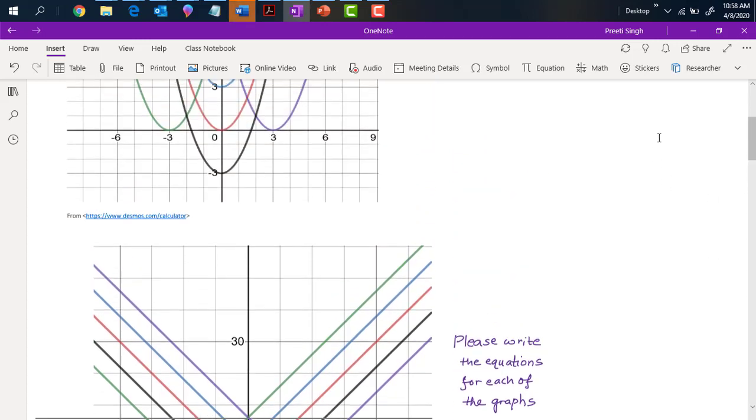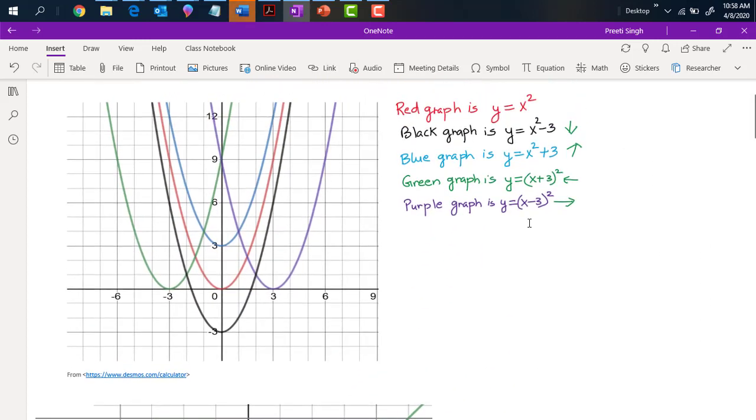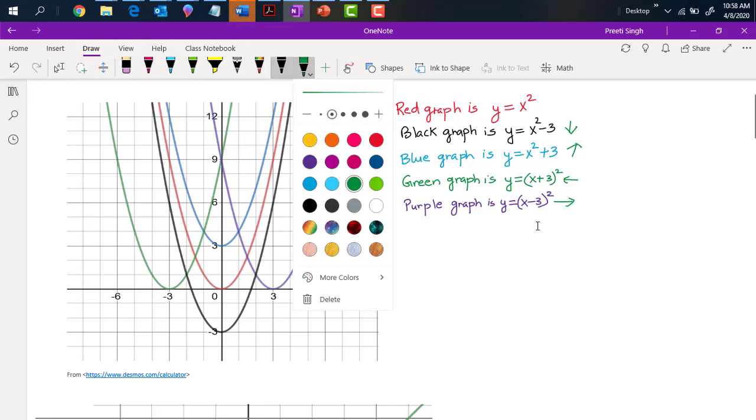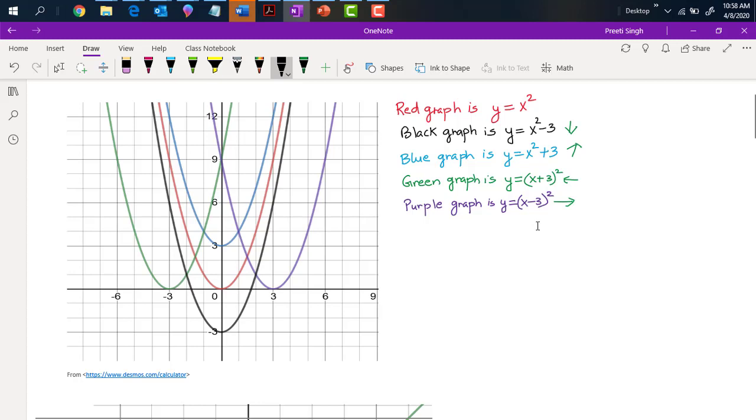And then one other thing I want to cover here is the domain and range of all of these functions. For example, the black graph right here has gone down 3. So the domain of the black graph is still negative infinity to infinity. Let's write down domain here and range here. But the range of your black one is now negative 3 to infinity.